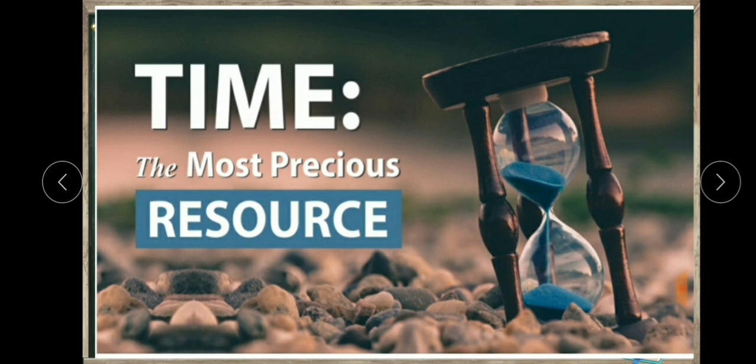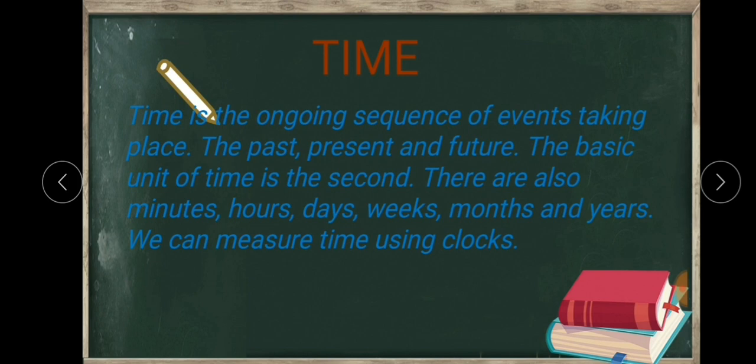Today, we are going to discuss time, the most precious resource. Then, what is time? If we give a definition for time, time is the ongoing sequence of events taking place, the past, present, and future. The basic unit of time is the second. There are also minutes, hours, days, weeks, months, and years. We can measure time using clocks.